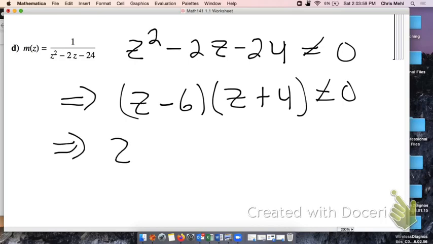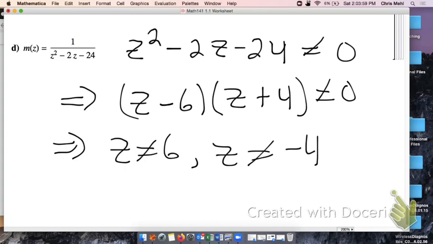The only way that can be 0 is if z was 6 or negative 4, so z cannot be 6, and z cannot be negative 4. So you can plug anything you want into the function m as long as the input z is not one of those two values because they make the denominator 0. Now, there's two ways you can write the domain. I didn't leave myself much room, but let's see if I can fit this in. Let me draw a number line first here.